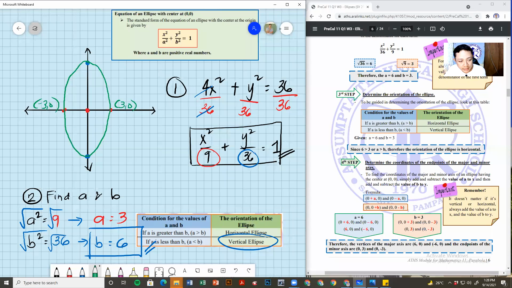0. And for our vertex, we have 1, 2, 3, 4, 5, 6. 0 in the x, negative 6 below. And then 1, 2, 3, 4, 5, 6. 0 in the x, and then 6 in the y. Okay? So those are our vertices and the co-vertices.